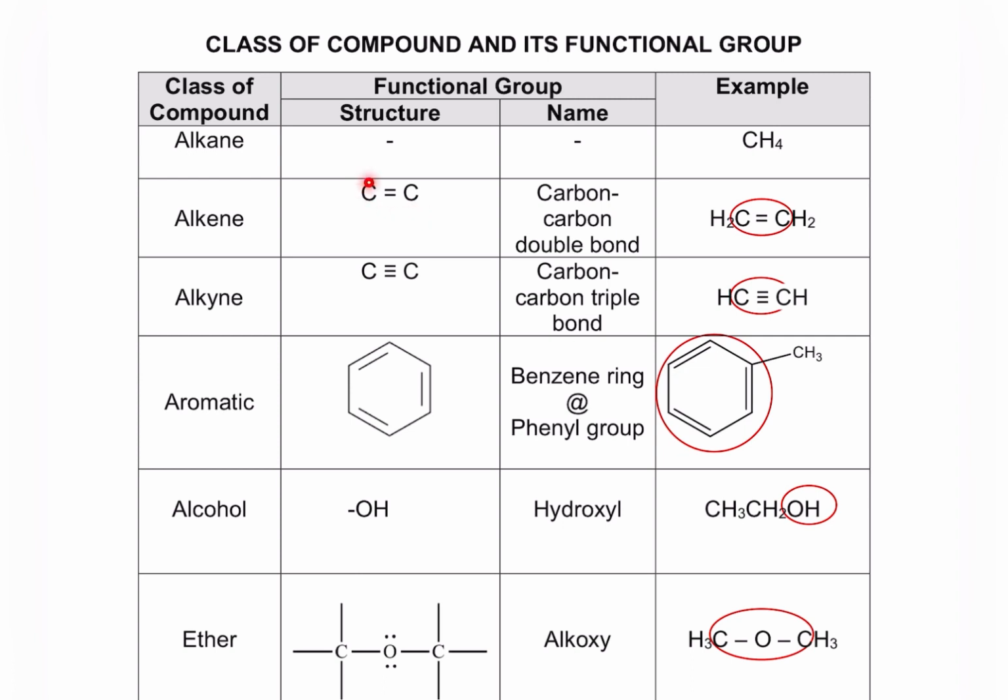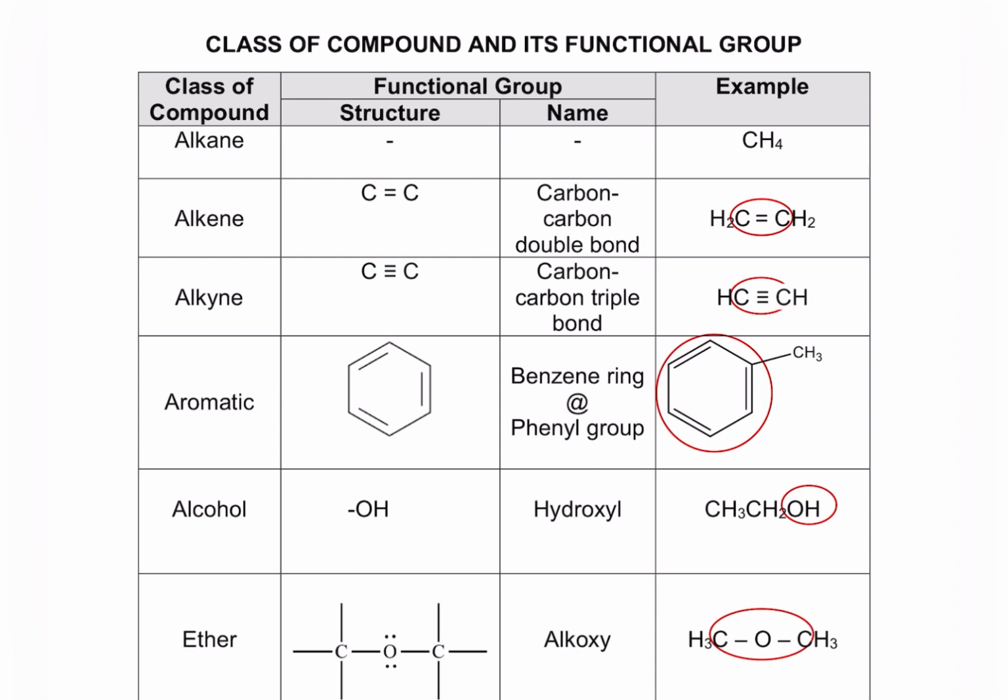So this is the structure for the functional group, and the name of the functional group is carbon-carbon double bond. Please make sure you put the dash between the word carbon. So how you want to circle the structure for the functional group, you are going to circle the C double bond C, just like this picture. The next one, I got alkyne with C triple bond C. The name of the functional group is carbon-carbon triple bond. Make sure you put the dash here and you just circle C triple bond C.